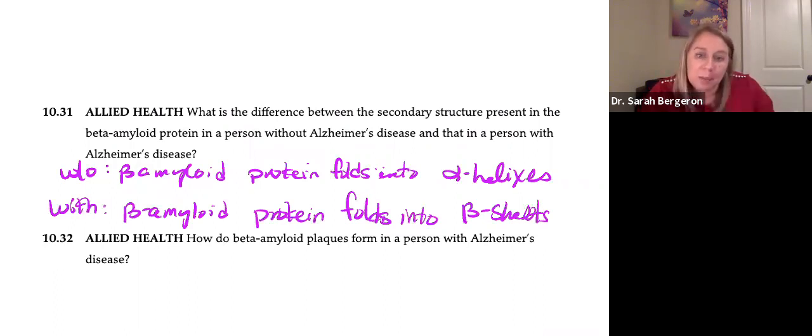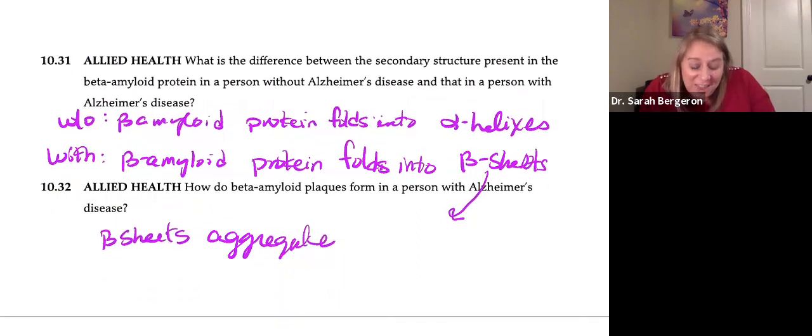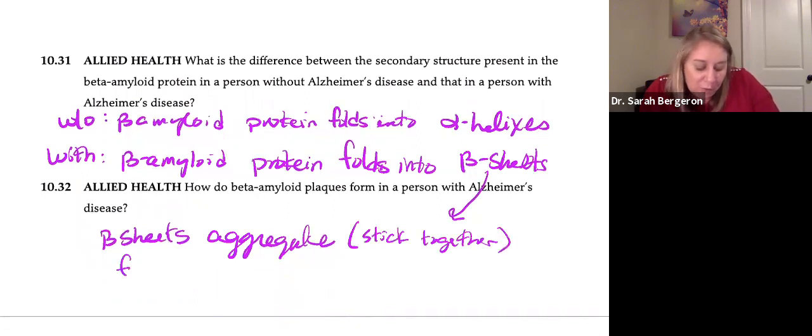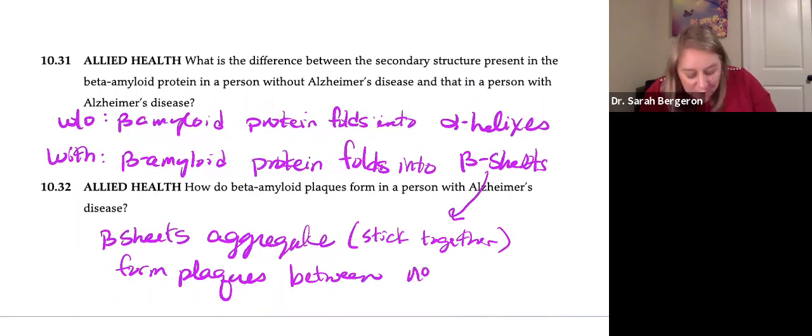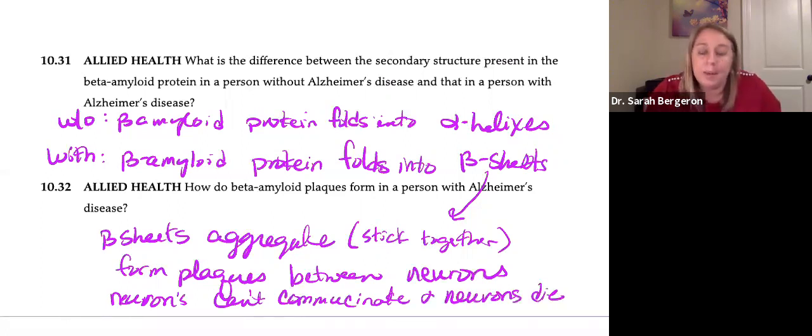So how does the beta amyloid plaque form, right? Well, the beta amyloid protein folds into beta sheets. Now the beta sheets aggregate, and that aggregation, right? So they stick together and form plaques. And these plaques are between neurons. And then the neurons can't communicate, and the neurons die. And that's why we have all those symptoms.